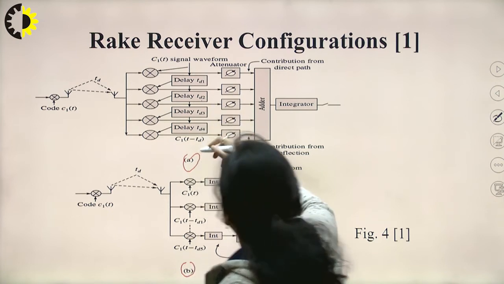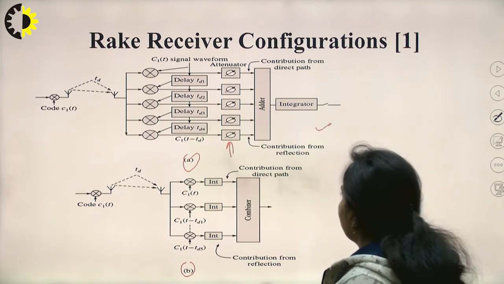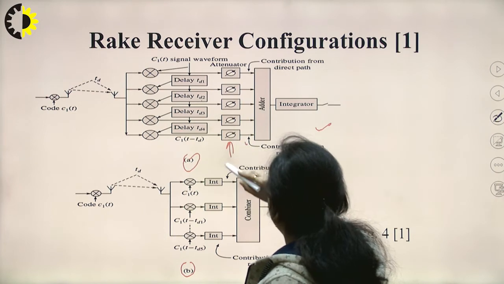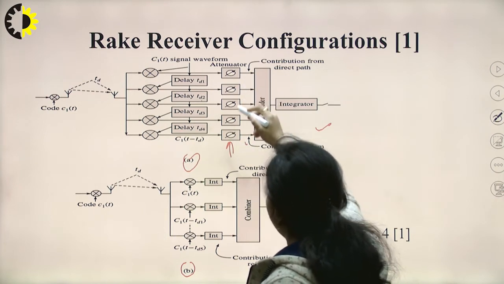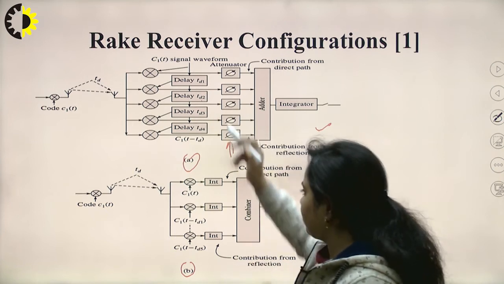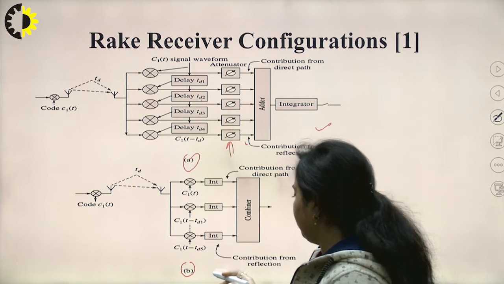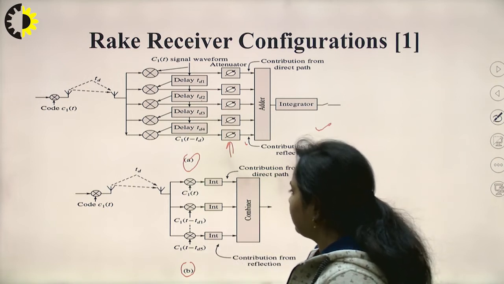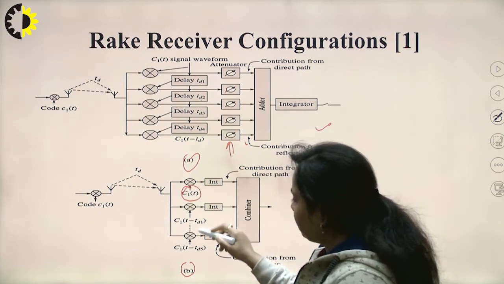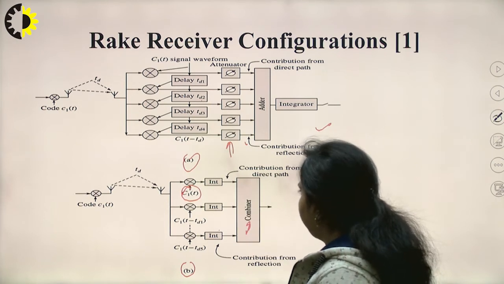So this is how delay will be done, and then all the signals will be added together and then integrated. So this is the signal from the reflection, this is the signal from the direct path, and these are the delayed versions. Now you can see in this diagram also that this can be replaced by C1(t), C(t minus TD1). C1(t) is nothing but the signal waveform, and these are the delayed versions. Then this is the integrator that we have used, and this is the combiner.